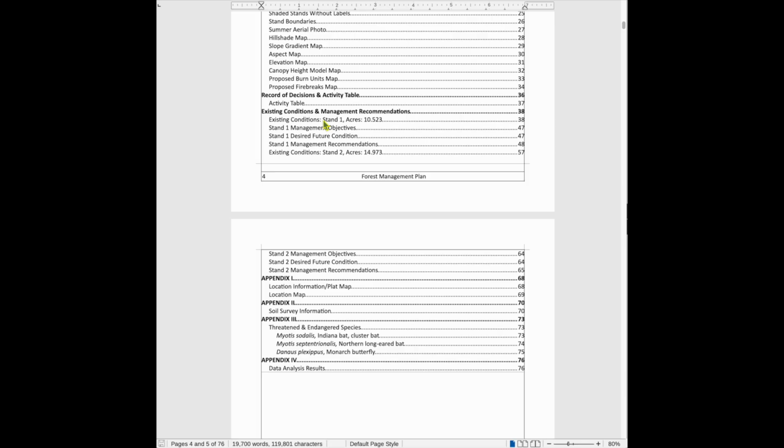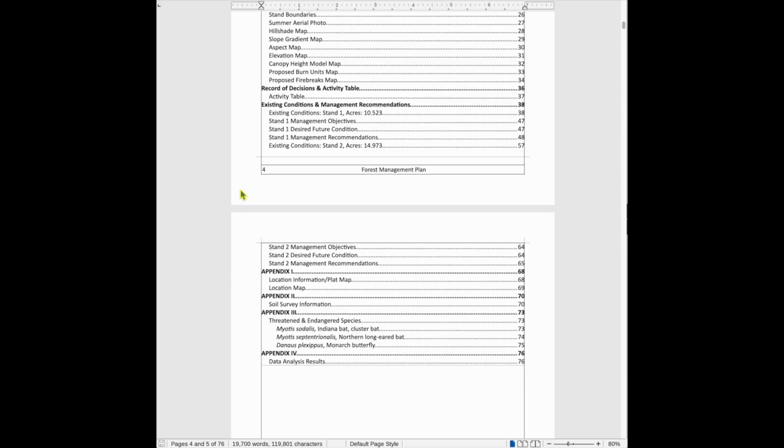So for the field survey, I go out and I put in plots, and I take notes, and I collect data about what's out there, and then I do a data analysis and I describe what is out there. And then for the management recommendations, I'll get into that more later when we get there. That's a lot of information there.